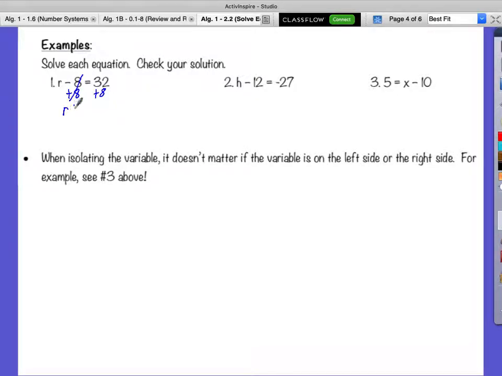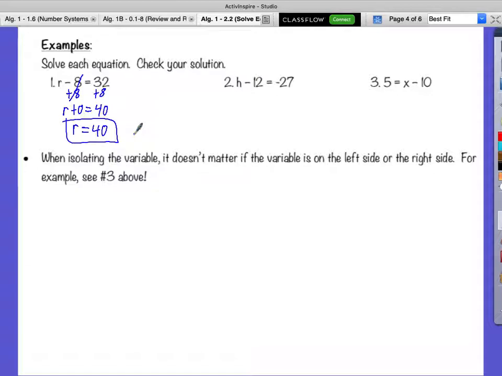So we really get R plus 0 is equal to, what's 32 plus 8? 40. Now, if we're saying plus 0, do we really even have to write that plus 0? No, and in the future we won't write that. I just wanted to show you guys that right now. We'll just say R is equal to 40.